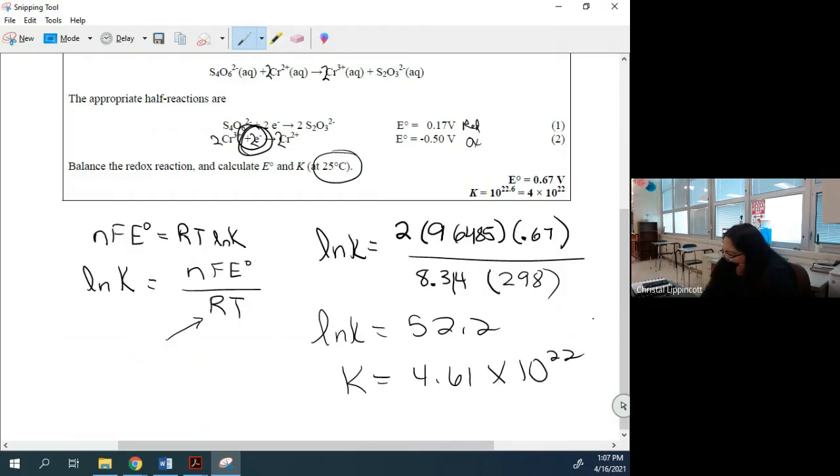What units do I have on K? Equilibrium quotients, reaction quotients, what units do they have? Trick question, they're unitless. No units on K or Q.